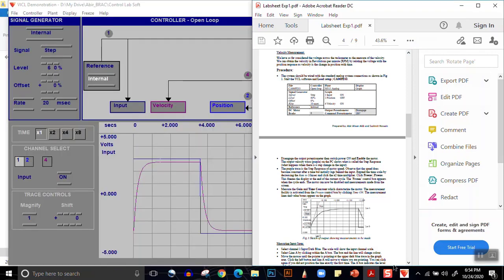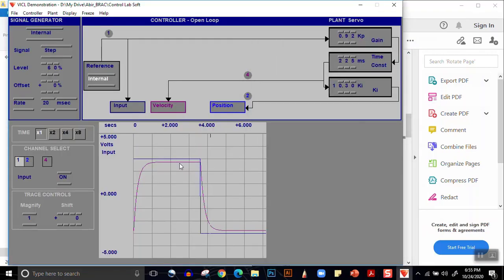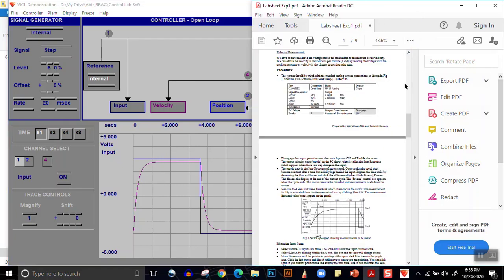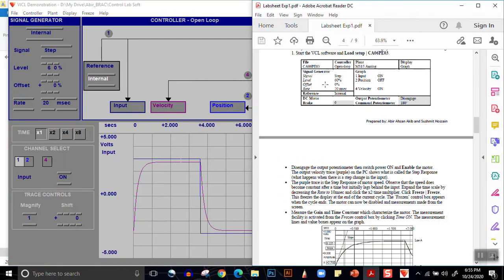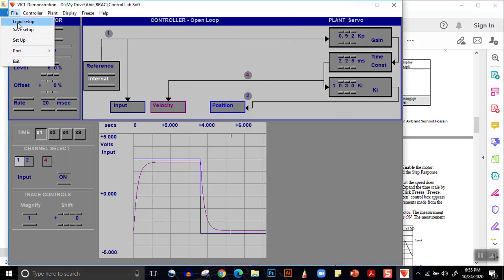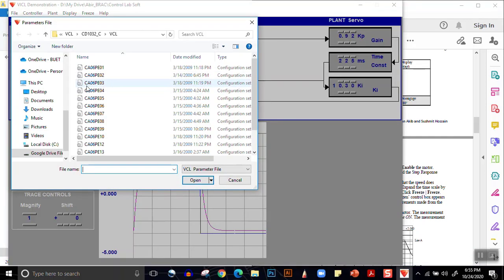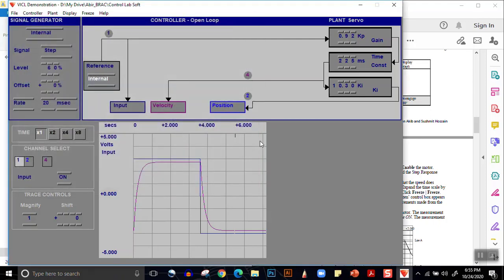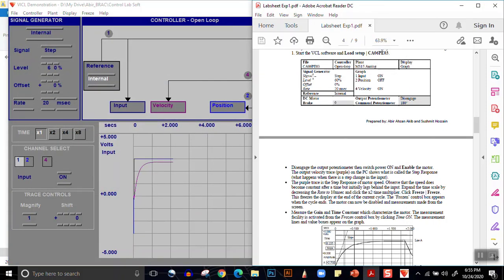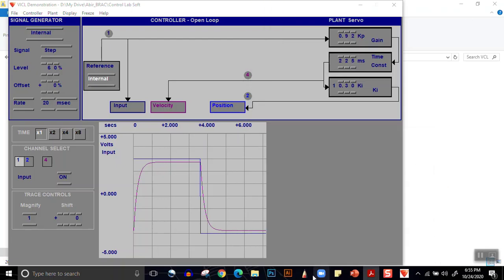So if you look at VCL, if you load the setup with CA06P03, you can see that the signal is step, the level is 60%, offset is 0%, and rate is 20 milliseconds. Now we need to determine what these things are. So the unknown factors here are signal, level, offset, and rate. These four things we need to know.